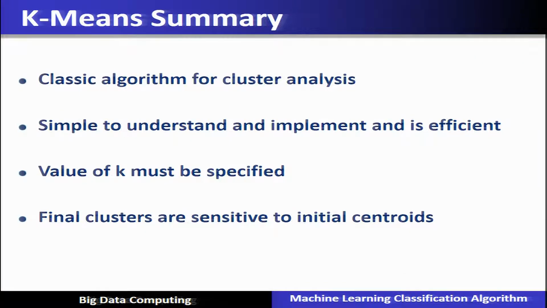So, let us summarize the k-means. It is a classical algorithm for doing the cluster analysis or the clustering. It is simple to understand and interpret and is efficient also. The value of k here in k-means algorithm must be specified, and the final clusters are very sensitive to the initial centroid.